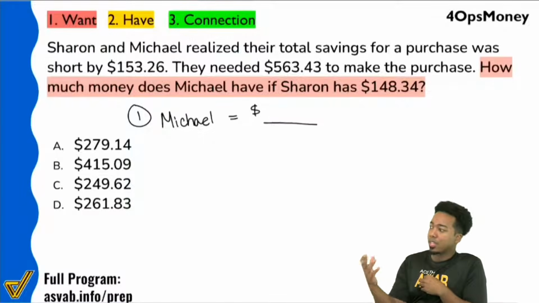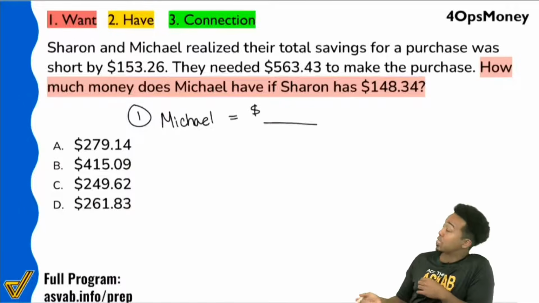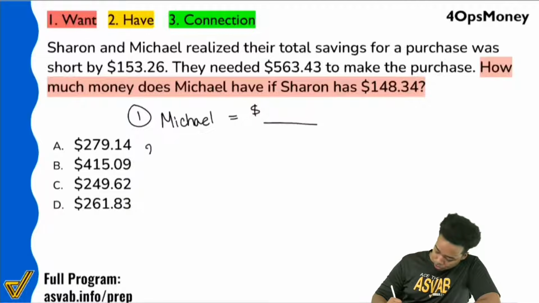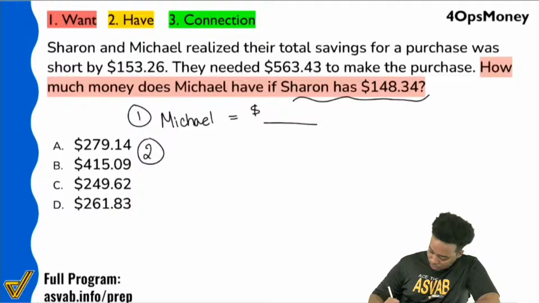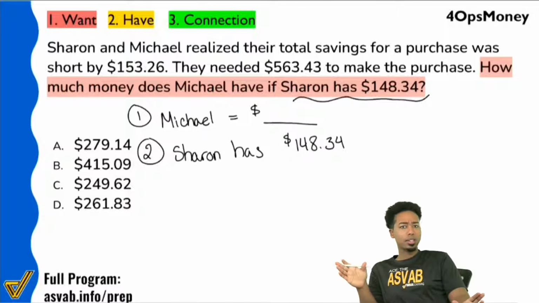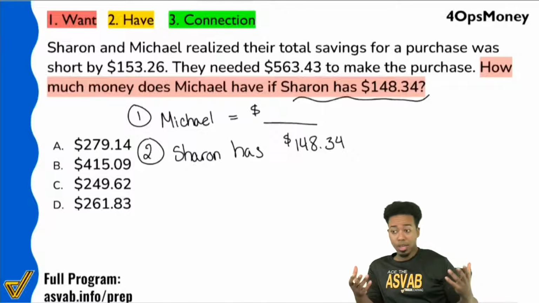That's really what it's all about. Can you rephrase the question to show that you understand what you're looking for? So if it's saying, how much money does Michael have? That means we're looking for the amount of money that Michael has. Cool. Number 2, information. So we know that Sharon has $148. So I'm just going to write that down. 148.34. Now notice, everybody, we don't know exactly what we need to do yet. Don't freak out if it's not obvious at first. Take a second, write the information down, and see the relationships.